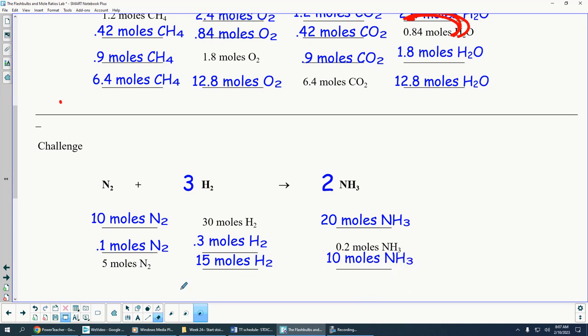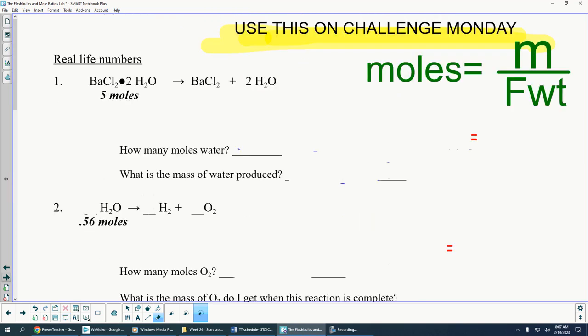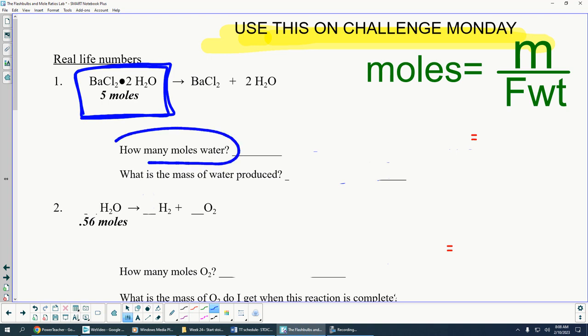Now, we are going to put it all together in this last 5 minutes, and we're going to do full-blown stoichiometry. What I need you to do is look at this next one. These are real-life numbers, so I don't care if you finished anything up to here. Flip it over to the back. Let's do this. This is what your challenge lab will be on Monday. All right, if I have 5 moles of barium chloride, and it wants to know how many moles of water am I going to produce?